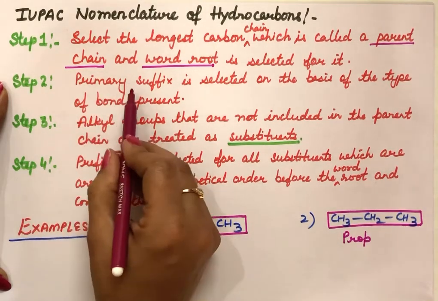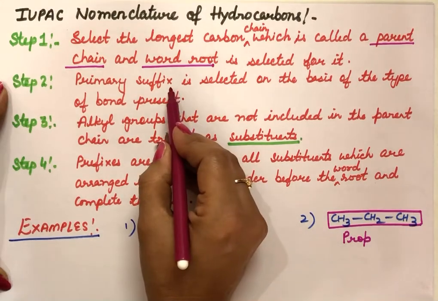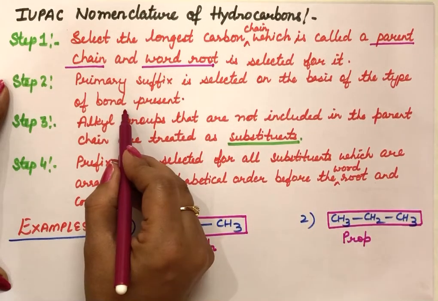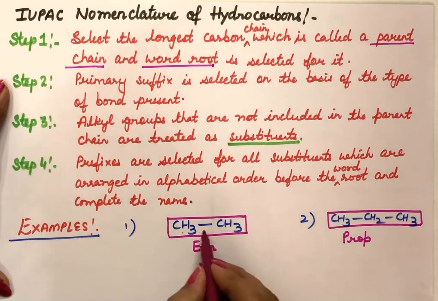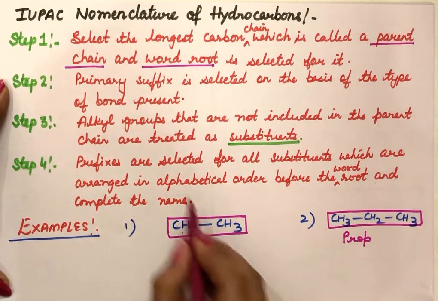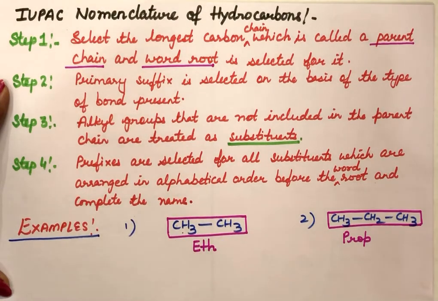Second step, now the primary suffix. Suffix means after the word root, what we have to add. Now we have to take the primary suffix. This is selected on the basis of the type of bonds present, meaning between the carbon atoms only in a parent chain. There are single bonds, or there is a double or triple bond. According to that, we choose a primary suffix that can be ane, ene or ine.